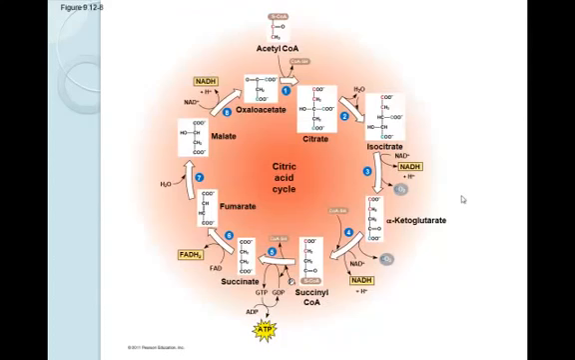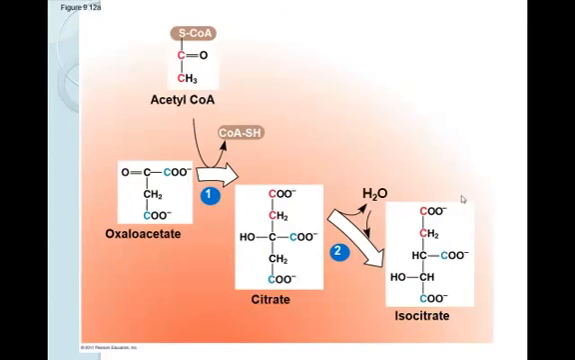Now let's take a closer look at the citric acid cycle. This diagram shows the entire process which is occurring in our mitochondria in every cell of our body. After we form an acetyl-CoA, the 2-carbon acetyl group is combined with the 4-carbon oxaloacetate to form citrate, a 6-carbon molecule. The citrate is then rearranged to form isocitrate.